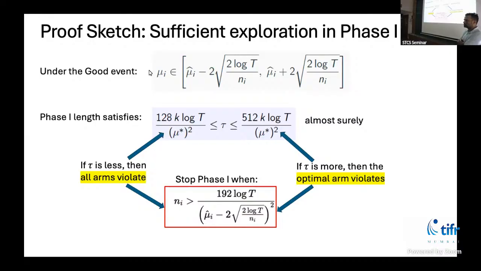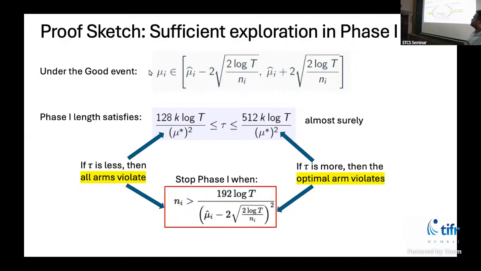But these are all high probability, but you are claiming it's almost sure. Under this good event, this tau is a random variable, and the random variable is bounded by this almost surely. Under the good event it is almost sure, and the good event holds with high probability. So basically, this is also high probability.